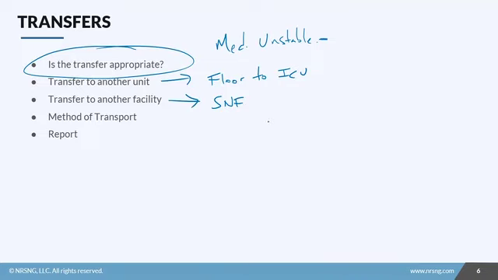One other thing that you need to think about when we're talking about transfers is, how does the patient get from point A to point B? We want to make sure that they have a way to do that. Sometimes that's an ambulance or it's another transport service that takes them. And this is called method of transport, or MOT.